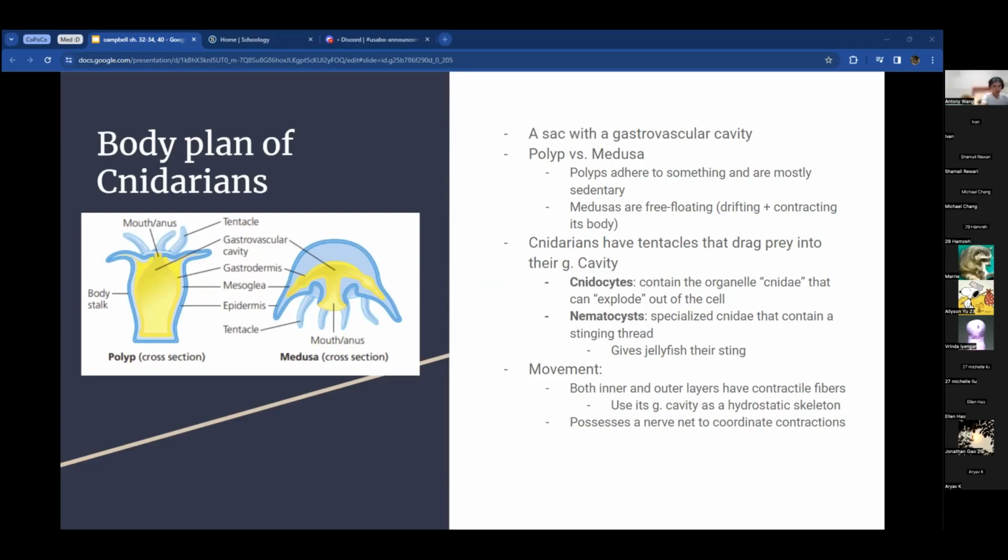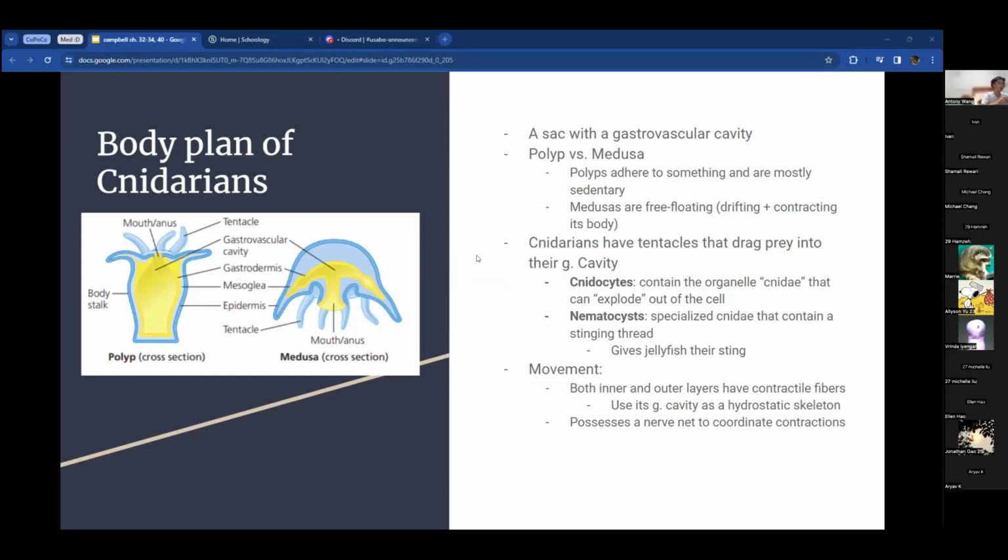Yeah, that makes sense. Yeah, that's basically it. Okay. Polyps either stick to a colony of polyps or they stick to some kind of substrate. The medusas are free floating. It doesn't matter which form it is, its anatomy is similar.